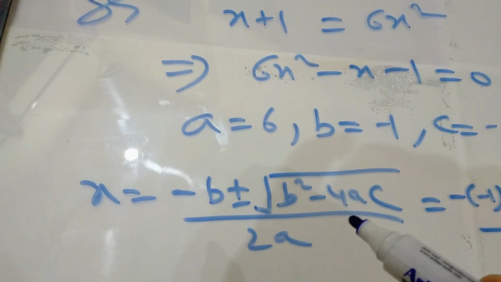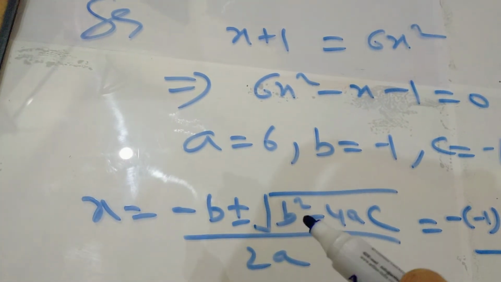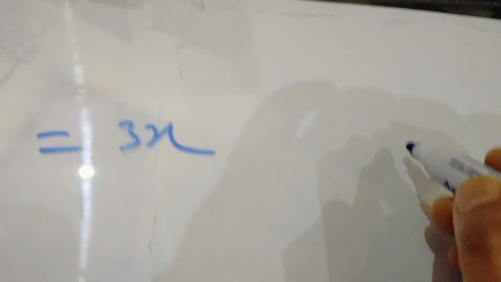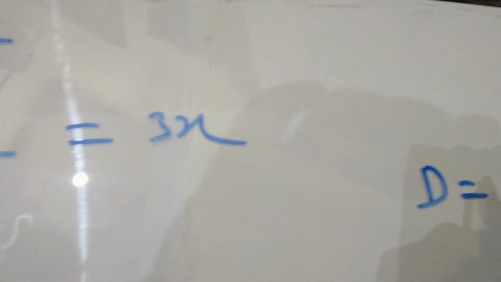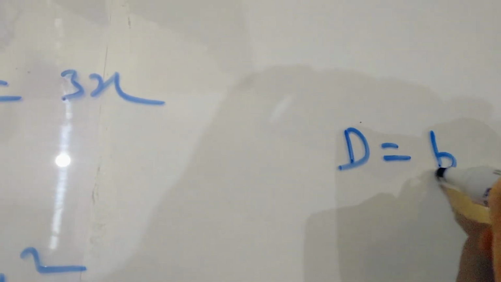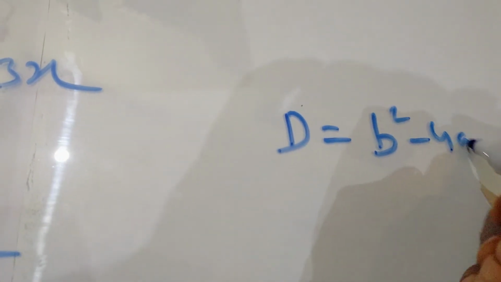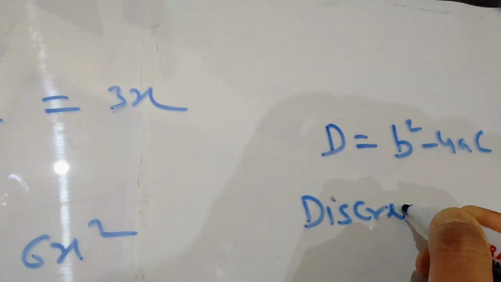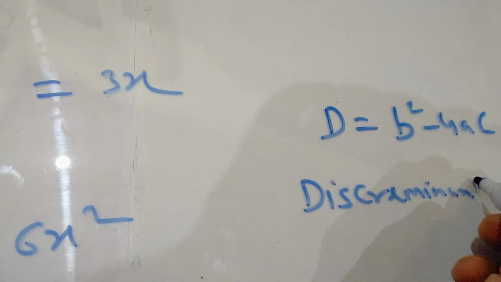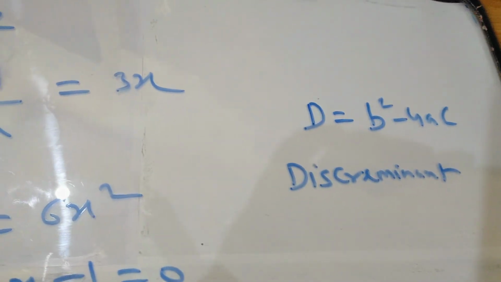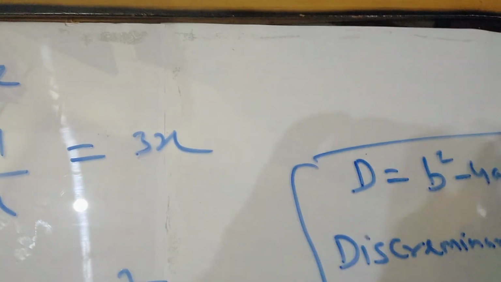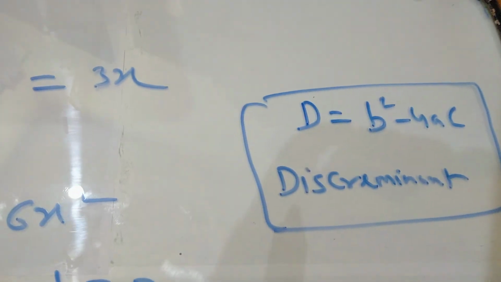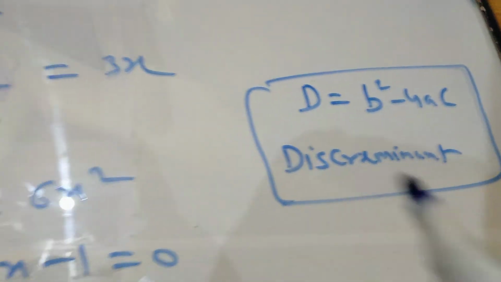One more thing I want to discuss with you: what is the discriminant? B square minus 4ac. This D is called the discriminant. Basically, if anyone asks you to find the discriminant, then b square minus 4ac is called the discriminant. You should note down that D is called the discriminant.